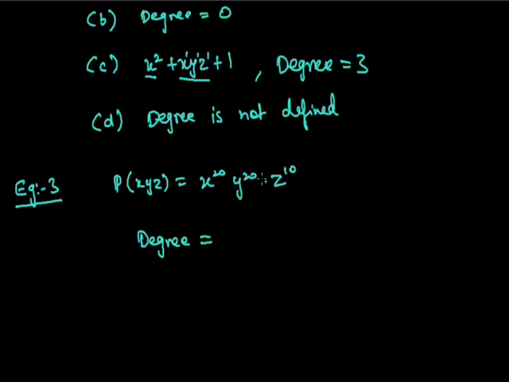As x, y, z are variables, and x raised to the power 20 into y raised to the power 20 into z raised to the power 10 is considered a single term, because these are not separated by plus or minus, we need to add up the power of these 3 variables to get the degree. So the degree will be 20 plus 20 plus 10. So this is the polynomial which has degree equal to 50. So in this way, we need to find out the degree of these polynomials.